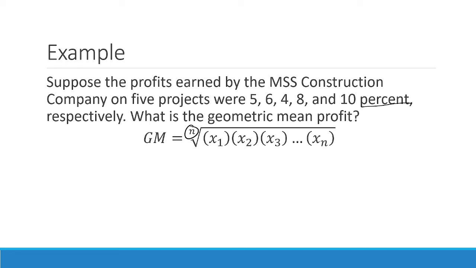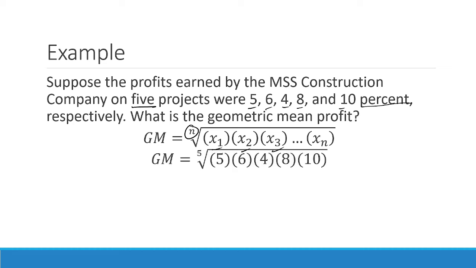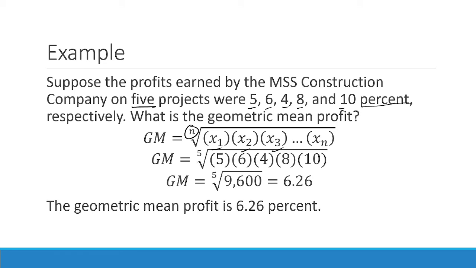Wherein n here will be 5, and our x1 will be 5, x2 will be 6, x3 will be 4, x4 will be 8, and x5 will be 10. Then, you just need to plug that in. So, we have there the fifth root of 5 times 6 times 4 times 8 times 10. So, the geometric mean will be 6.26%. Okay? So the geometric mean of the profits are 6.26%. So yan yung isang gamit ng geometric mean natin.